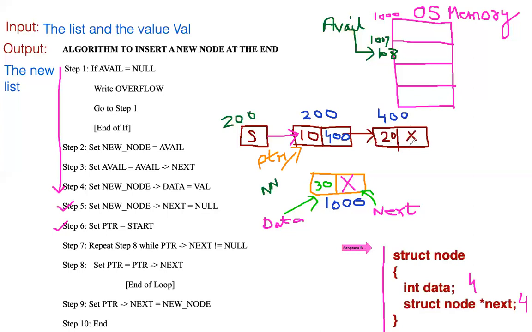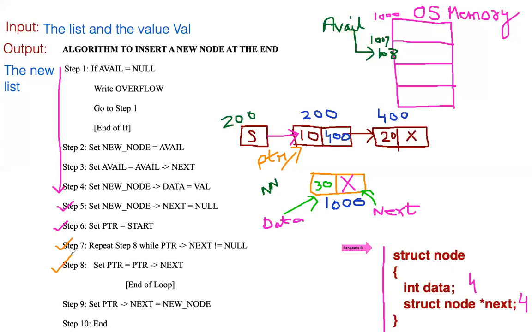And what should be the condition for checking whether PTR is pointing to this node? That means whether the next pointer part of PTR is null or not. So when it is pointing to a given node, if the next pointer part of that node is null, that means we have reached the end of the list. So the checking is whether PTR arrow next is not equals to null, then we go to the next one. So PTR equals to PTR arrow next.